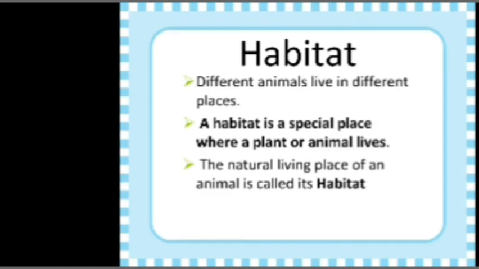All these animals live in a natural place and that natural place is called a habitat. Habitat is a special place where a plant or an animal lives. The natural living place of any animal is called a habitat.